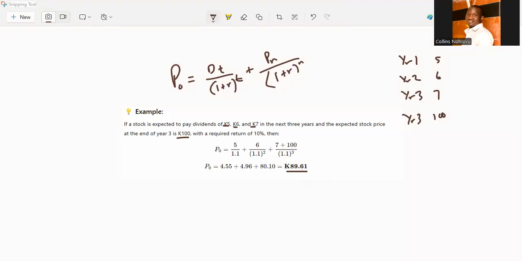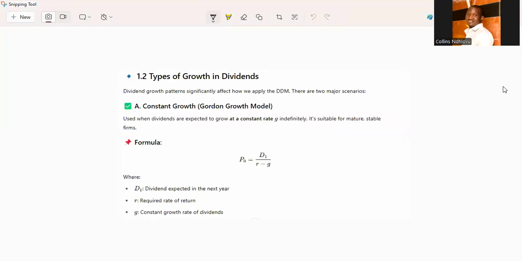Okay, so there are different types of growth models that we need to know. There's what we call the constant growth model, whose formula is given as follows. The constant growth model is a dividend growth pattern that looks at how significantly stock will grow. There are two major scenarios for what we call the Gordon model, which is given by P0 equals D0 (1 plus g) over (r minus g), where r is the required rate of return and g is the constant growth.